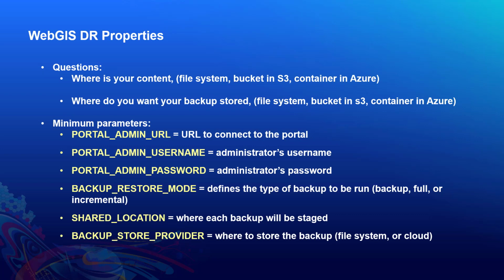There's a set of minimum parameters that have to be populated in order to run the DR tool. First, you have to populate the portal admin URL. This is the URL to connect to the portal that you want to back up, or the enterprise you want to back up. Credentials for any administrator within the deployment, the type of backup you want to run, where to stage the backups, and finally, where the backups should be stored, whether it's on the file system or the cloud.